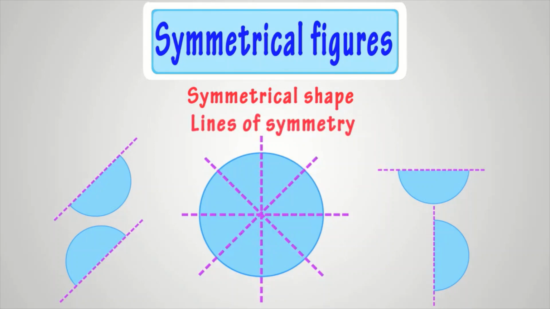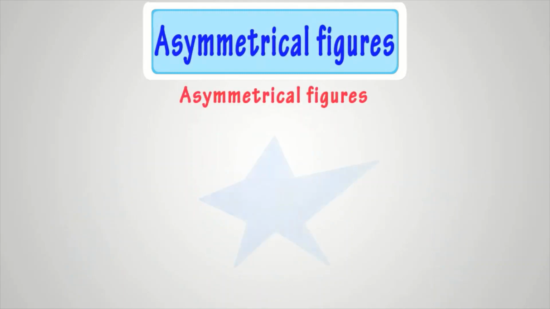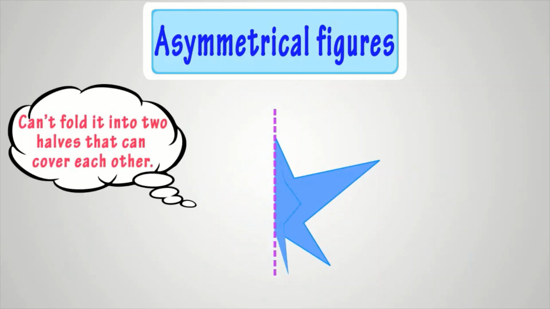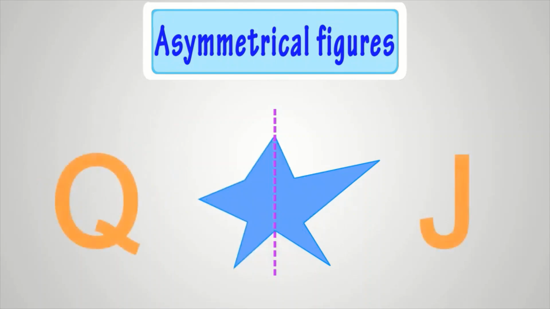Kids, now let's see some asymmetrical figures. This is an asymmetrical figure, as we can't fold it into two halves that can cover each other, like this. Here are some more examples. Have a look. These figures are asymmetrical. These numbers and characters are perfect examples of asymmetrical figures.